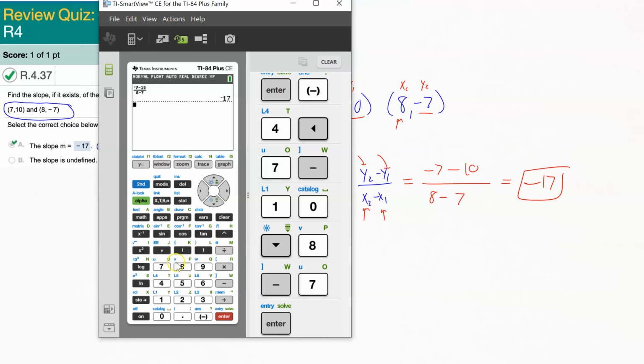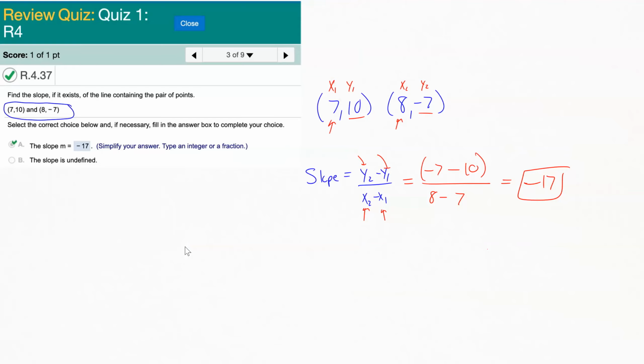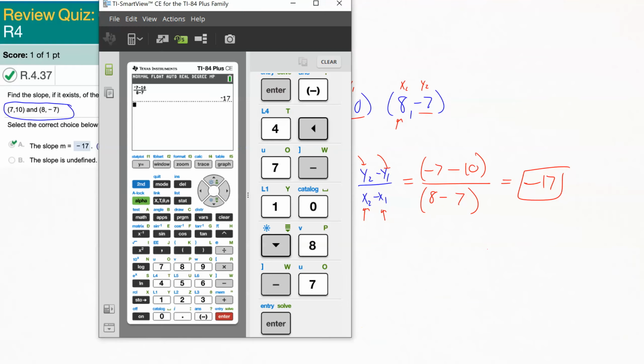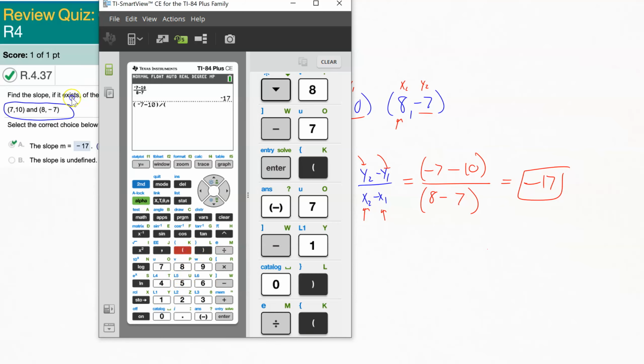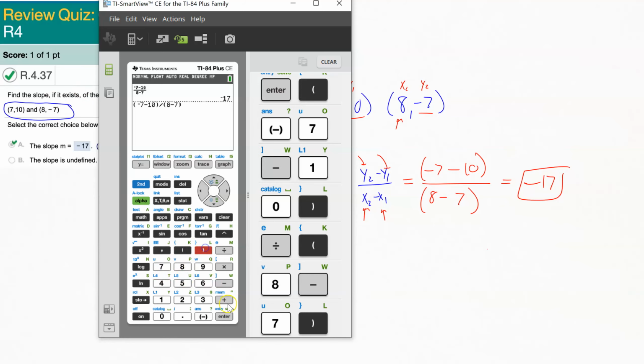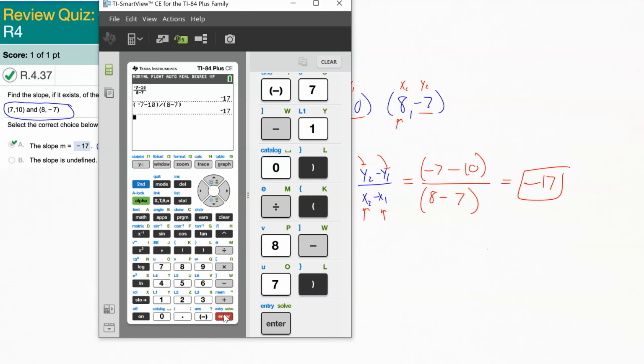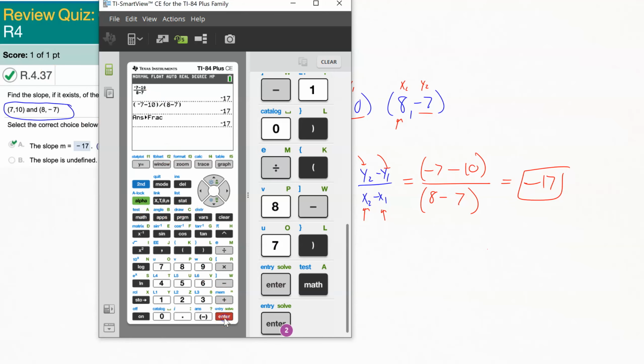If you don't have that button, what you would want to do is just remind yourself it's always going to be the whole top in a set of parentheses divided by the whole bottom in a set of parentheses. And so here you would have wanted to enter that as parentheses, negative 7 minus 10, close that parentheses, divided by, open another set, 8 minus 7. And then if that came out as a decimal that you needed to turn into a fraction, you would just hit math and then choose number 1 frac, and it would take that answer and turn it into a fraction if it needed to. Cool.